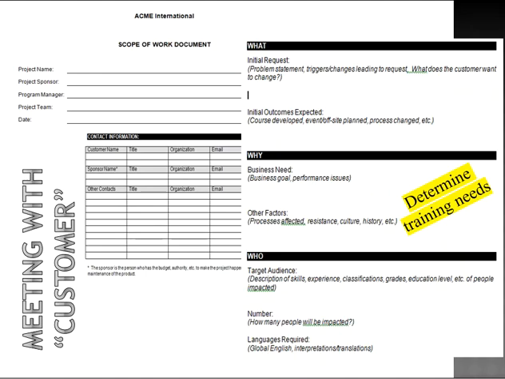Here's the scoping document, or excerpts from it. We see we have a project name. We give a project name to something, who's going to be the sponsor within the organization, who's managing it, who's going to be making up the project team and things of that nature, contact information, as well as the initial requests, the initial outcomes expected. This is all up front.